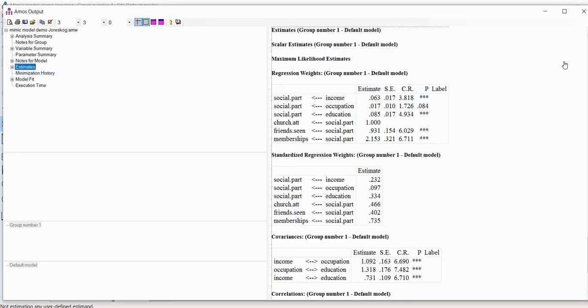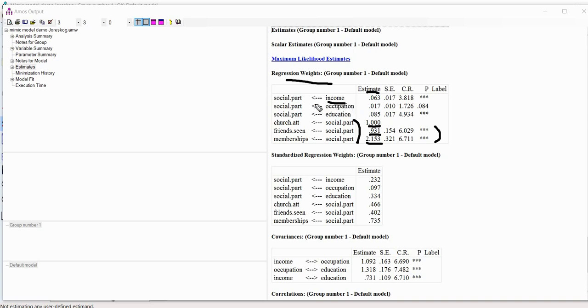When we click on estimates right here, you can see our measurement portion and our structural portion. These are the unstandardized coefficients right here. So these are the estimates. For the measurement portion of the model, you can see our 1, where we fixed that factor loading to 1, and then we have our unstandardized factor loadings right there. Both of those are statistically significant.